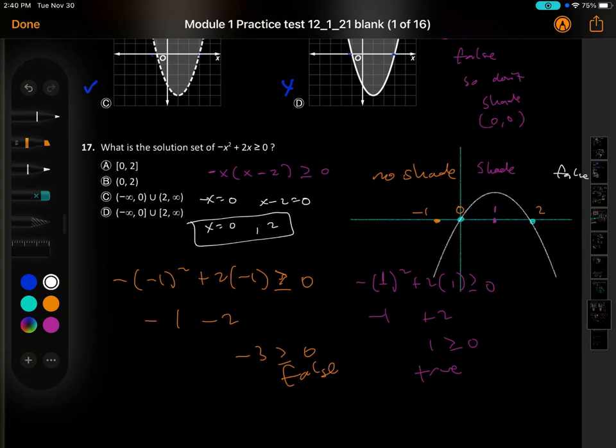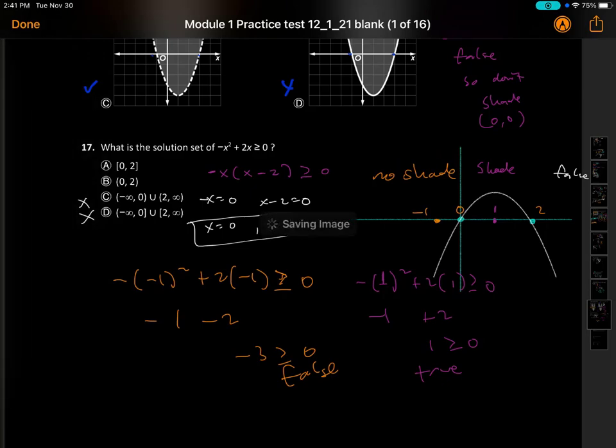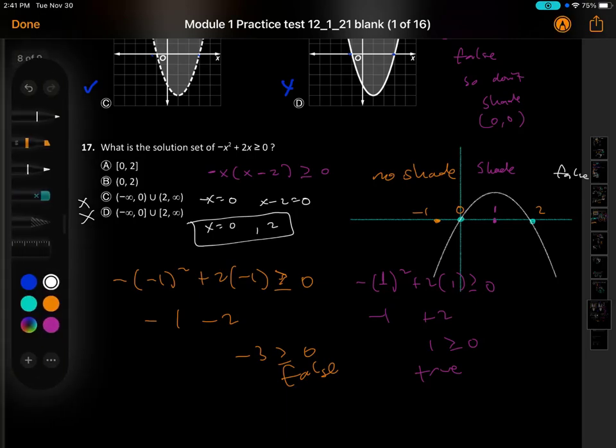So my solution is between 0 and 2, and then your choices are between A and B. Well, it says equals 2. So if I put 0 in there, that would be a bracket. So my answer for number 17 is A.